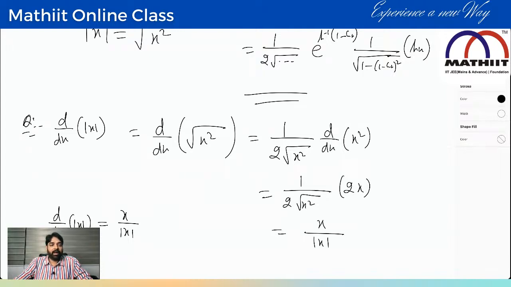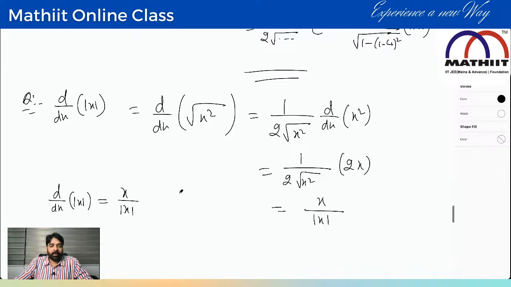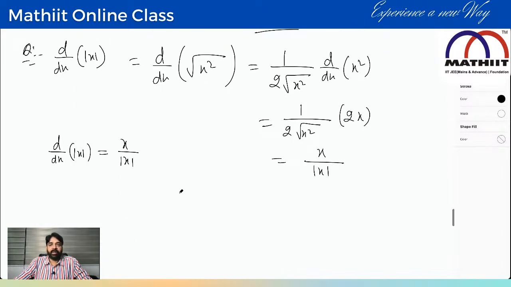Right? Can I go ahead? Yeah, this value will be either 1 or minus 1, depending on x. If x is positive, it will become 1. If x is negative, it will be minus 1. Okay, going ahead with the next question.